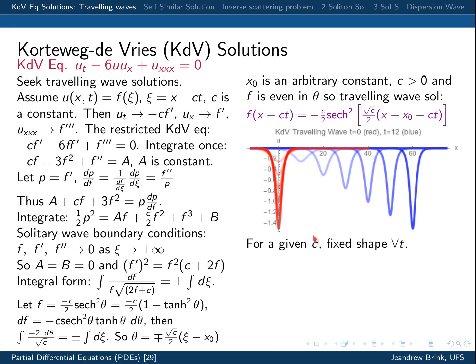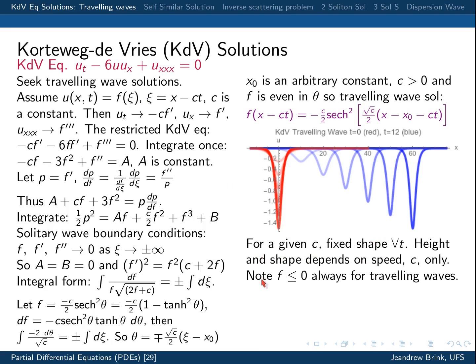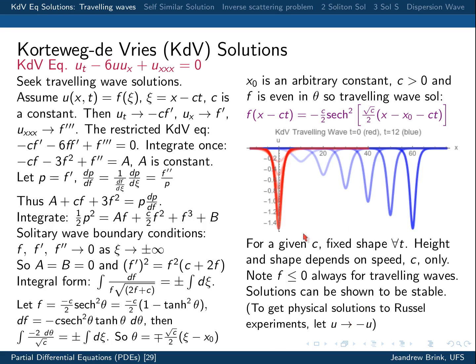And just detailing what I've said, for a given c, there's a fixed shape for all time by ansatz. The height and the shape depend on the speed c only, so it's a one-parameter family of possible profiles. F is always less than or equal to 0 for traveling waves, which is consistent with Russell's experiments. If you let u go to minus u, the solutions can be shown to be stable, which is important because only stable solutions of PDEs are realized in physics, and this has been proven. Okay. Right, so that's one special case of solution, the traveling waves.